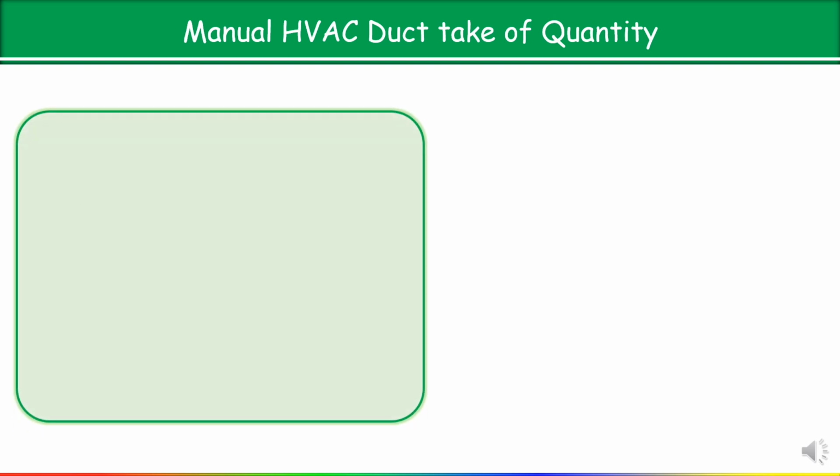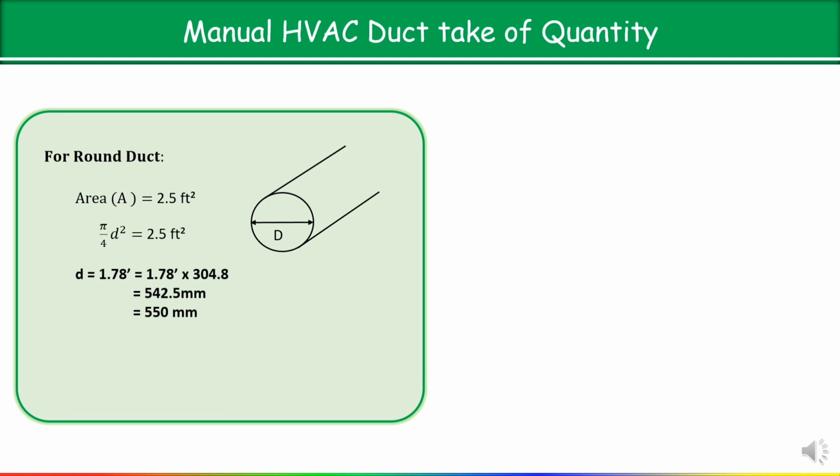Now same way, suppose we are using a round duct in our project. In a round duct, our main target is to calculate the diameter. How to calculate? We have already calculated the area, 2.5 square meters. Now the area of a circle is pi by 4 d square, which is equal to 2.5 square feet. From here just calculate the diameter, and you will get around 1.78 feet. When you convert this from feet to millimeters, it is around 550 mm.